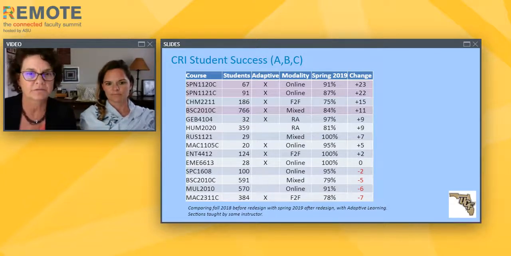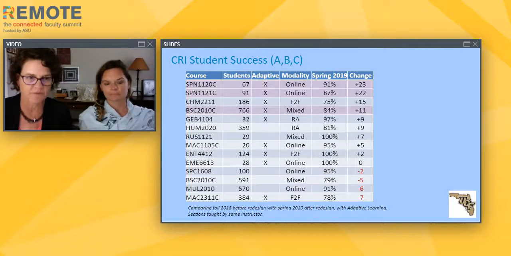our points went up 23 and 22%. That means that 91% and 87% of the students in the courses earned grades of A, B, and C. And these, again, are jumps of 23 and 22 points from the previous semester without adaptive learning.